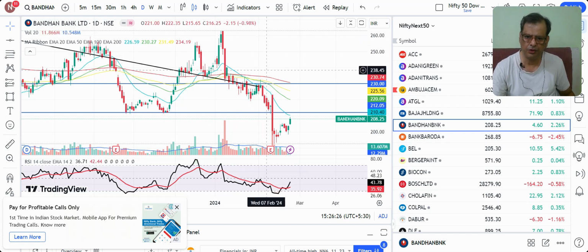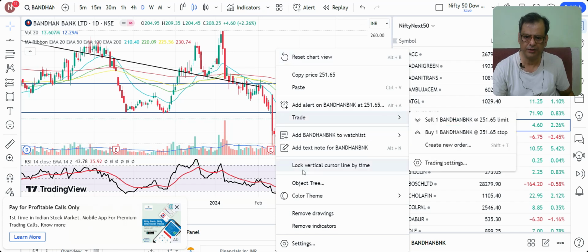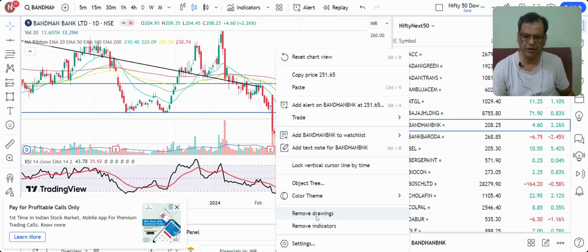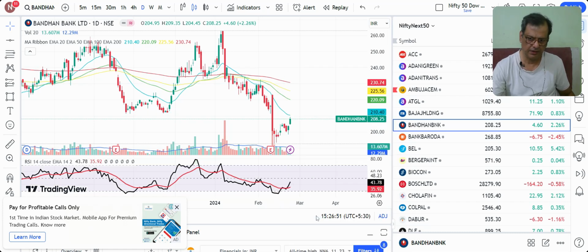Drop, base, drop. It's a drop. It's a base. It's a drop again. Okay, let me remove the drawings. When I right click and remove drawings, of course, I'll teach you how to use TradingView later. I don't remove the indicators. I remove only the drawings. By drawings, I mean a trend line, a horizontal line. See, the trend line is gone. The horizontal line is gone.